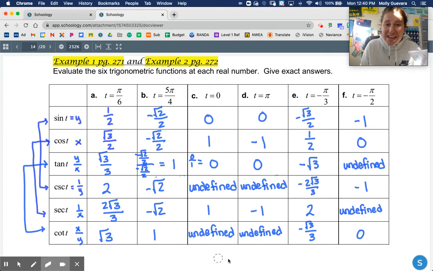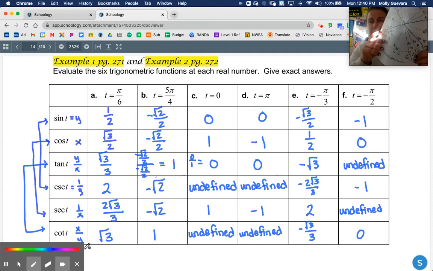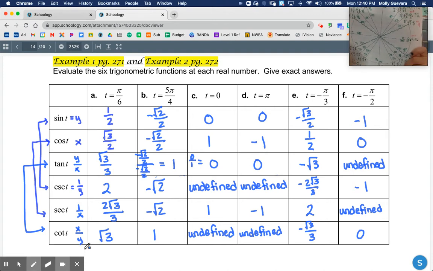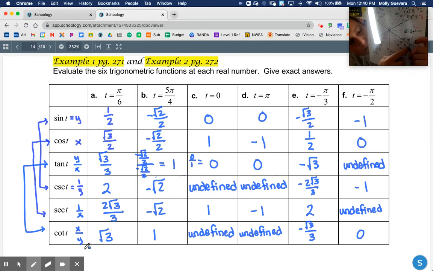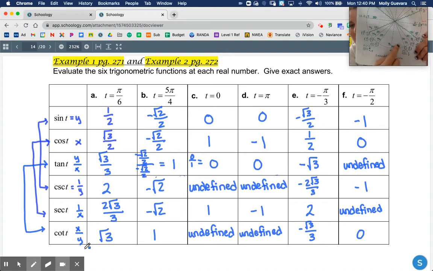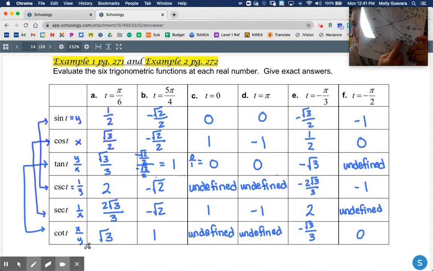Then for negative pi over 3, just make sure that I'm starting here at 0 and going negative pi over 3. It's really hard to follow this. So we're actually looking here at 5 pi over 3. That's where we're getting all of those coordinates from, 5 pi over 3, because it's negative.